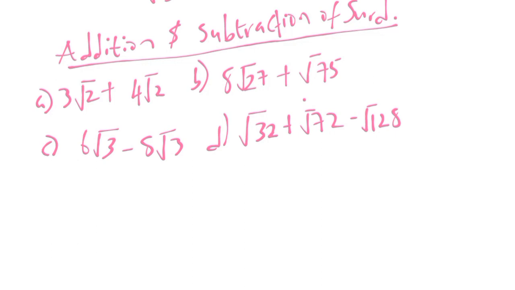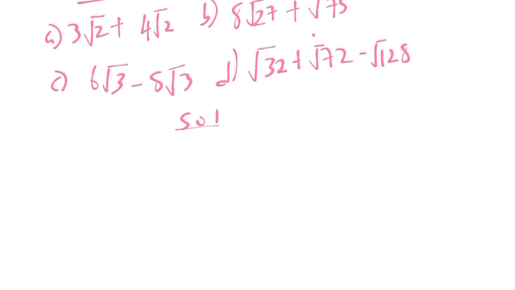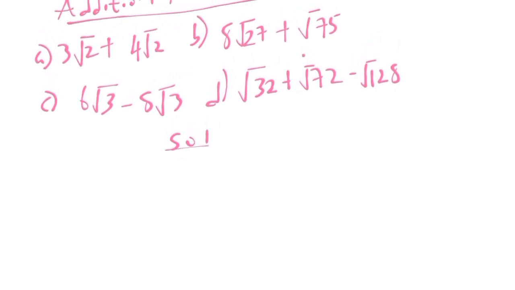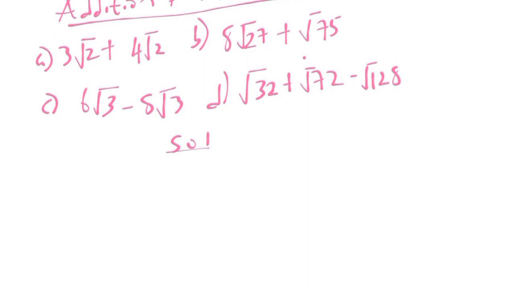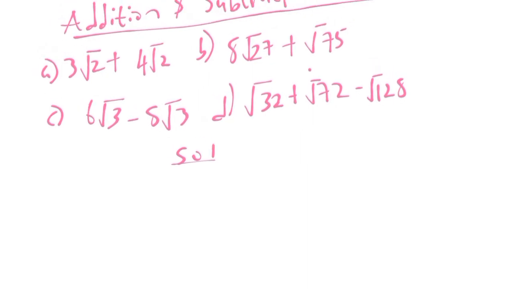Let's just go straight. So the first one is 3 root 2 plus 4 root 2. So that is the first one. Let me scroll a little bit. So this is the first one. You have to simplify this. So here's what you do. This first one, we should have 3 root 2.